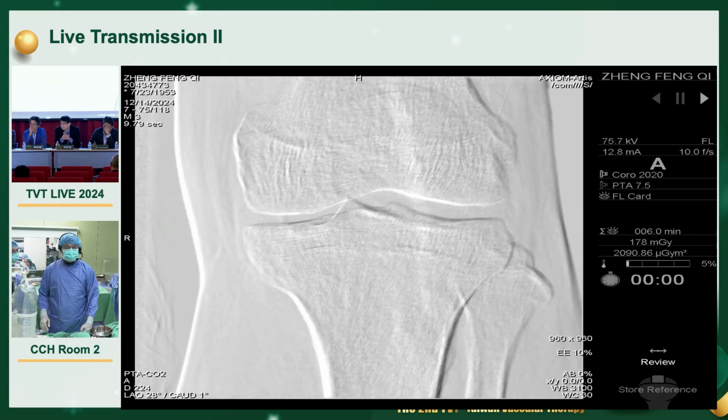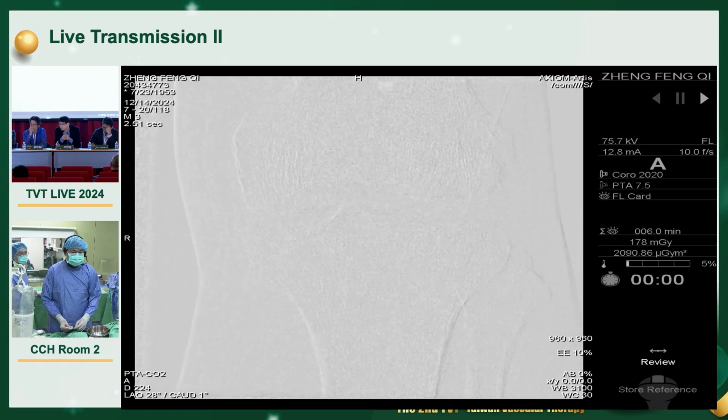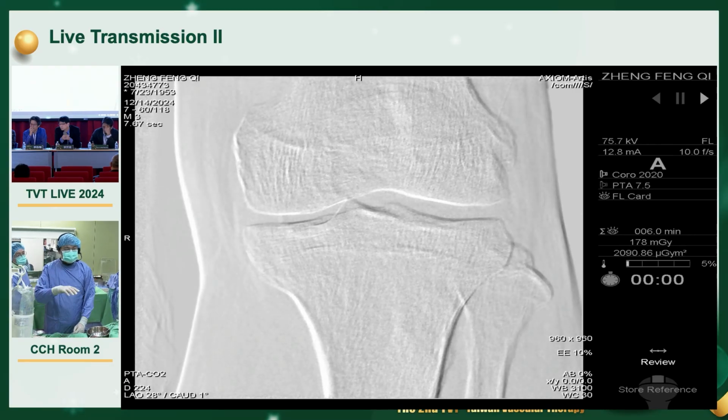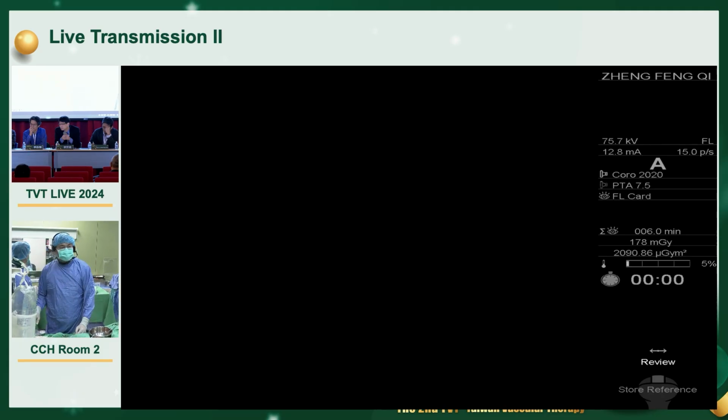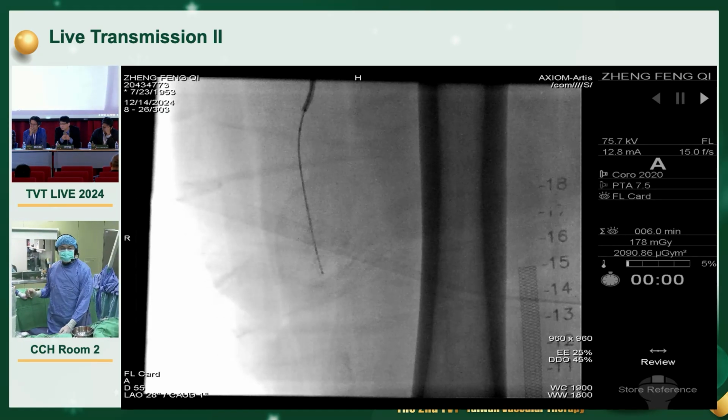So we use the Terumo wire and the stiff wire.